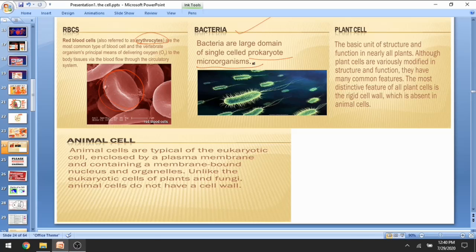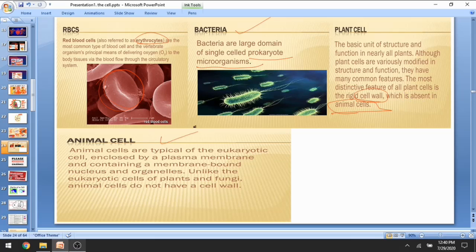Plant cells are the basic structural and functional unit in all plants, which are made up of cells. All those plant cells are variously modified in structure and function, and they have many common features. The most distinctive feature of the plant cell is that they have a rigid cell wall, which is absent in animal cells. Because these plant cells are stationary, non-locomotive, they have to maintain their cell structure. They need to be rigid by themselves. The cell wall gives rigidity to plant cells, and it is absolutely absent in animal cells.